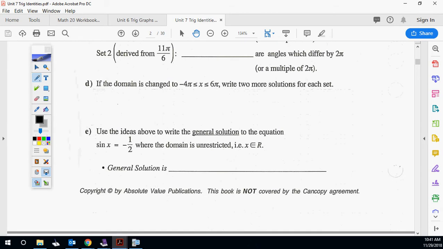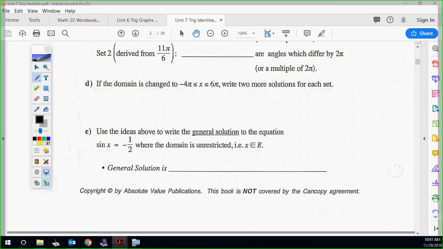Okay, so if the domain is changed to negative 4 pi to 6 pi, so we widen out 2 more each direction, write 2 more solutions for each set. So again, I'll draw this one more time. We started with 0 to 2 pi, and then we went to 4 pi to negative 2 pi, and now we're going to negative 4 pi to 6 pi. So we started with 1 section, then we went to 3 sections, and now we're at 5 sections. So we're going to have essentially 10 answers. We already have 6 of them. We're going to find 4 new ones, right?